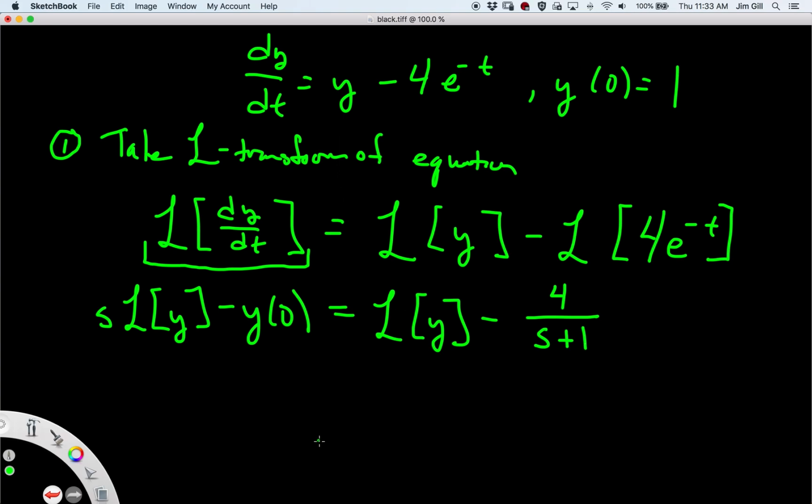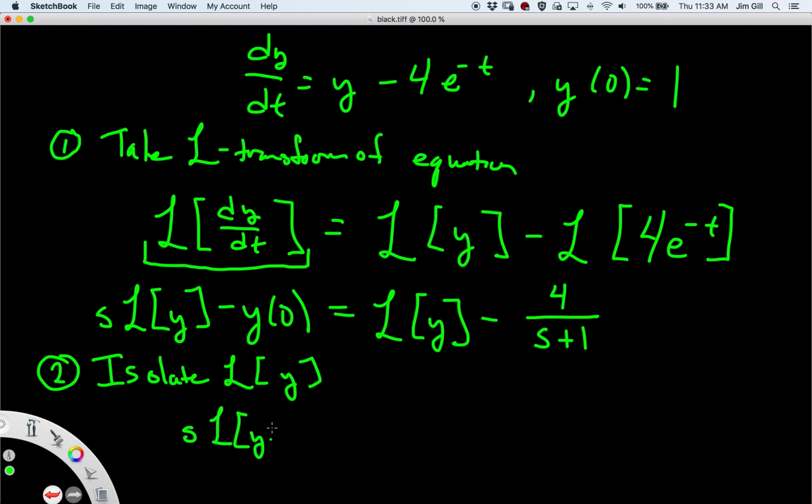Okay, so now what do we do? So we've started this. Now we isolate the Laplace transform of y. So I get everything with the Laplace transform of y on one side. So that's going to be s times the Laplace transform of y minus the Laplace transform of y. I move the y at 0 to the other side, but recall that's equal to 1. So that is going to be 1 minus 4 over s plus 1.